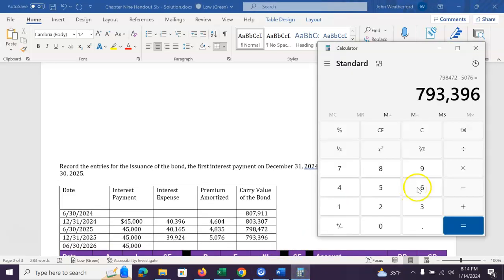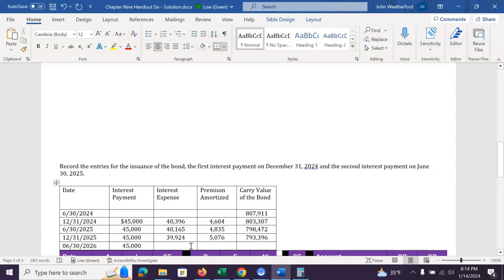Which we'll multiply by 5%, half the effective or market rate, to get our interest expense here, 39,660. Let's go with 39,670. Okay, and our amortization of the premium will be the difference in interest expense and the payment. So 5,330, which we'll subtract from 793,396.